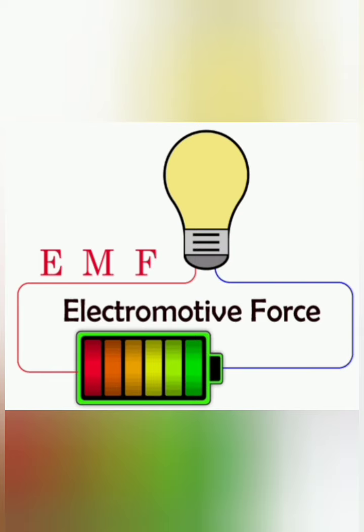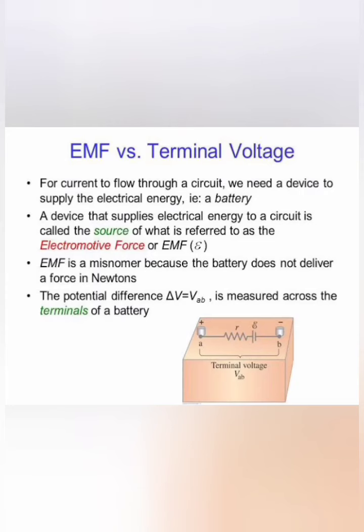Then the next one is electromotive force, EMF. What is electromotive force? A device that maintains a potential difference between 2 points is said to develop one type of force. That force is called an electromotive force, denoted as EMF. An example for this EMF is a battery, a cell.